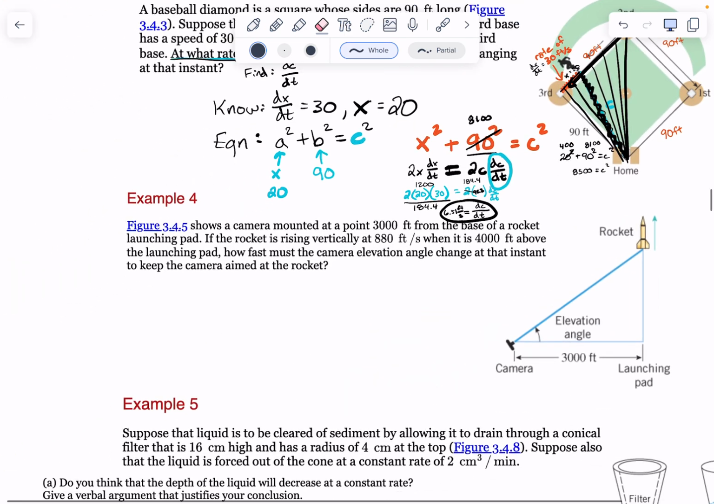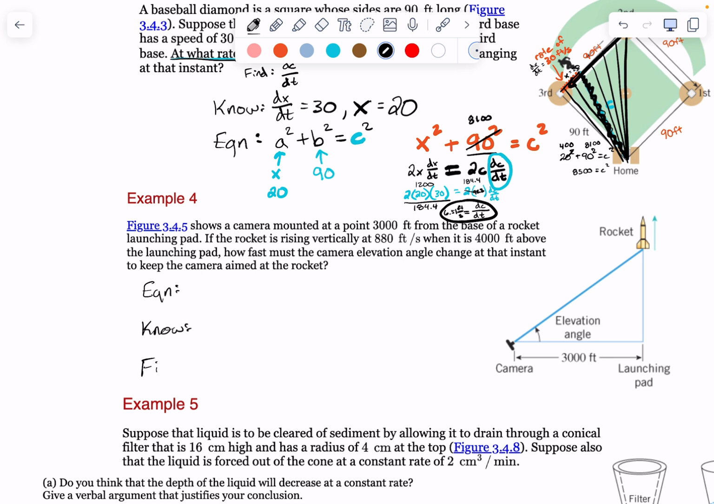Let's see. So I separated out into what equation are we going to use? What do we know? What are we trying to find? If you are stuck and you don't know what to do first, that's what I do first. I separate out all the things, all right? So equation, I'm going to put a squared plus b squared equals c squared because I think that's what we're going to do.